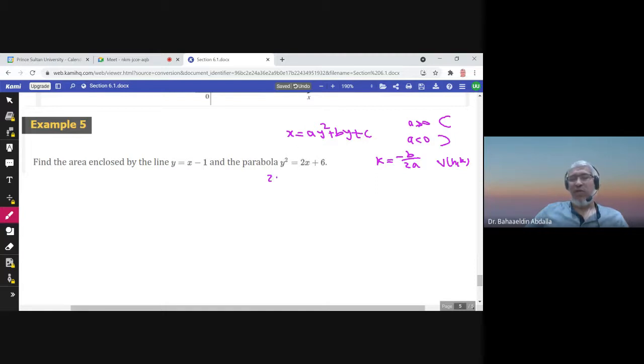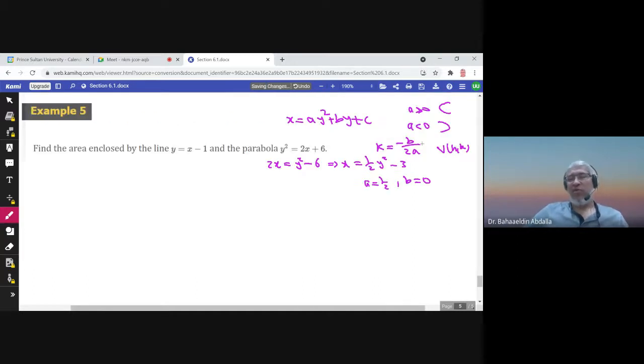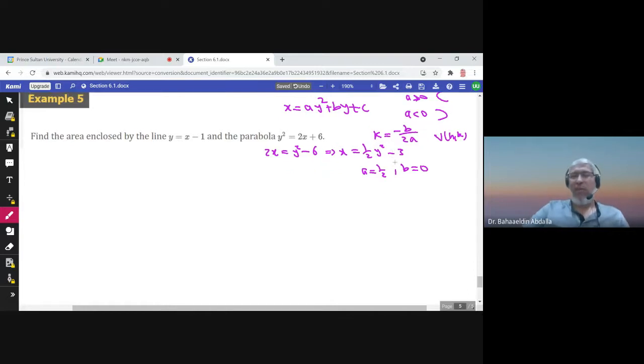So 2x is equal to y squared minus 6, or x equals half y squared minus 6 over 2, which is minus 3. So this is the parabola. Now a is half, so it opens to the right.